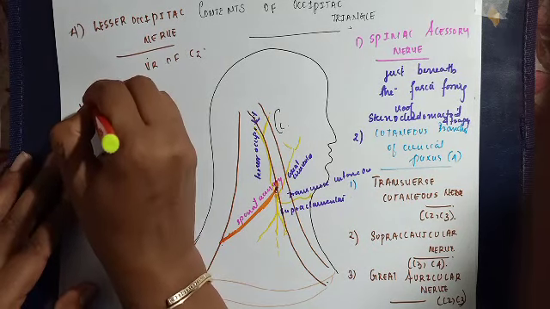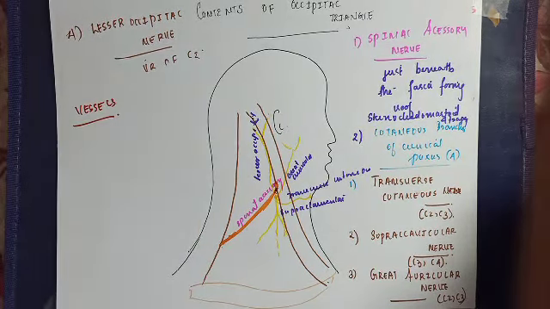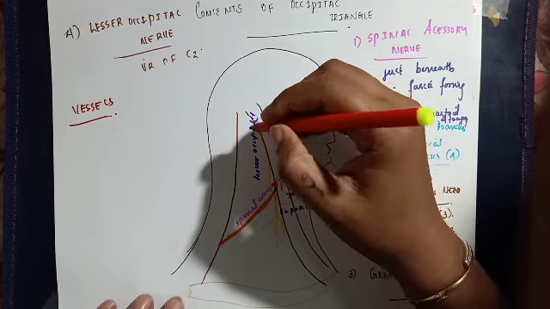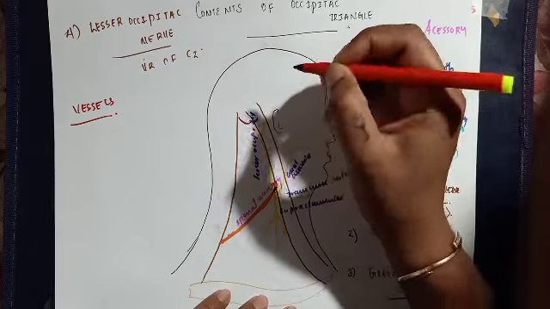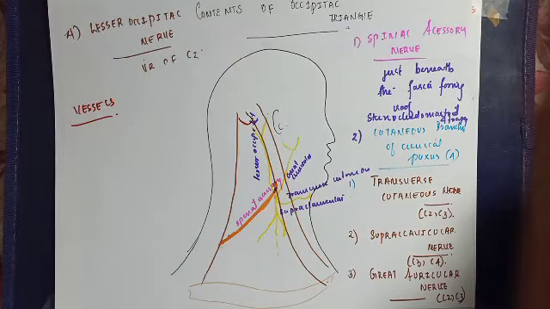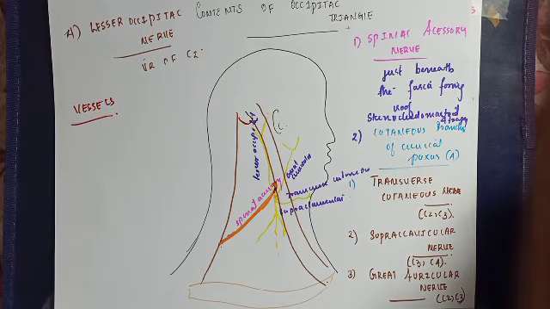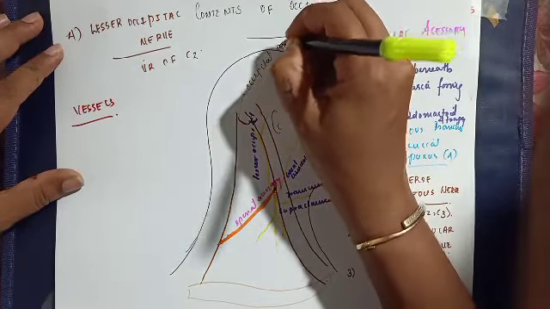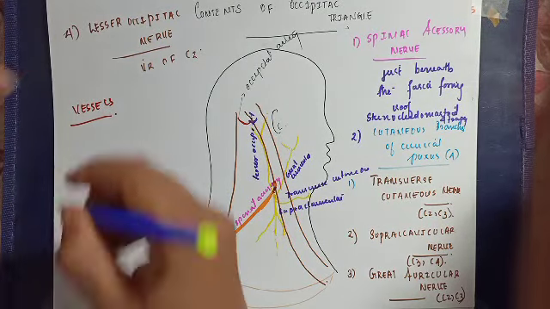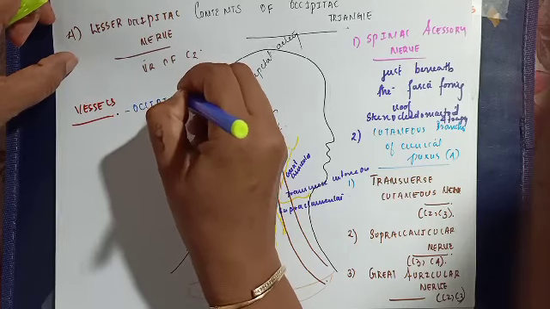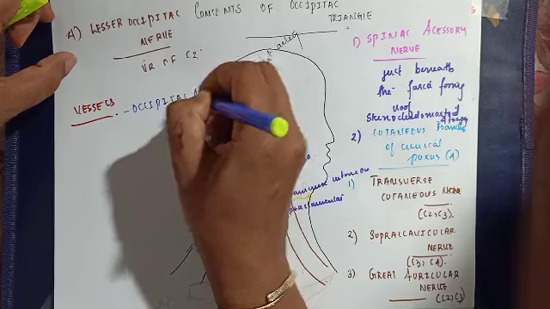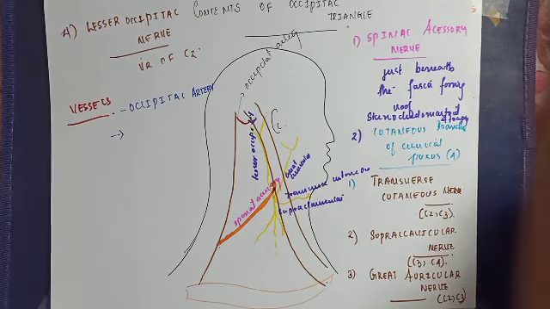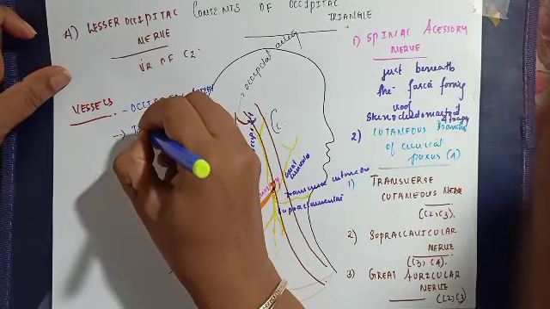Now we have vessels in this occipital triangle. Which are the vessels here? The vessels are very easy. There is one vessel crossing the apex of this triangle superficial to the splenius capitis. That vessel is the occipital artery, which is located near the apex. Another vessel is the transverse cervical artery.